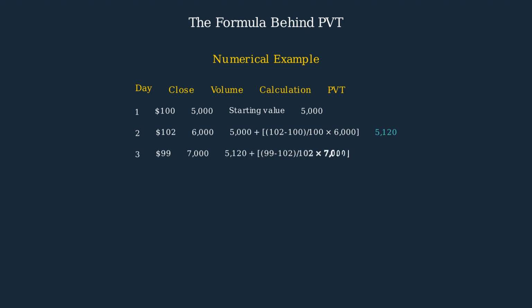On day 3, the price decreases from $102 to $99 with a volume of 7,000. The percentage change is (99 minus 102) divided by 102, which is approximately minus 0.029 or minus 2.9%. Multiplying this by the volume gives us approximately negative 206, which we add to the previous PVT, resulting in a decrease.